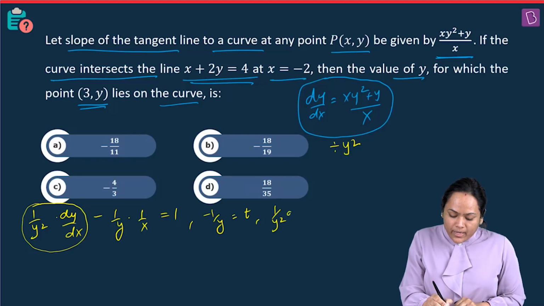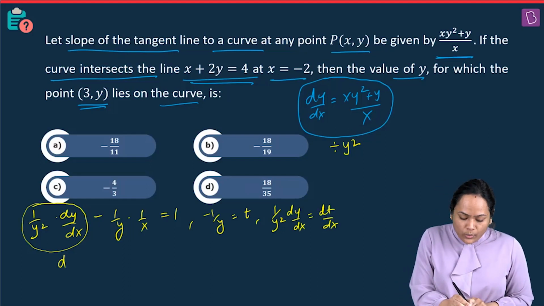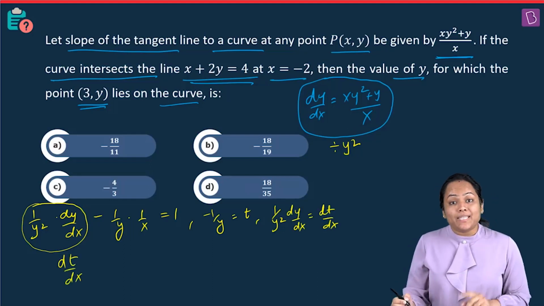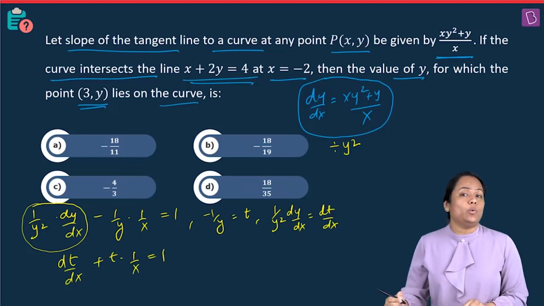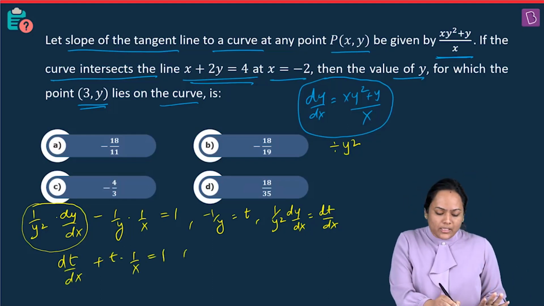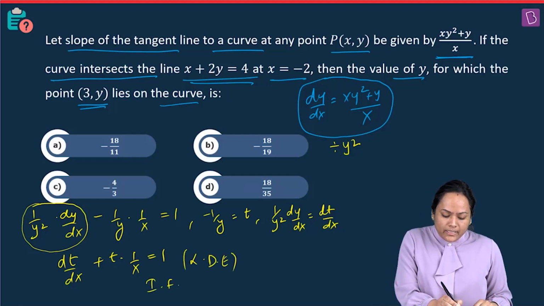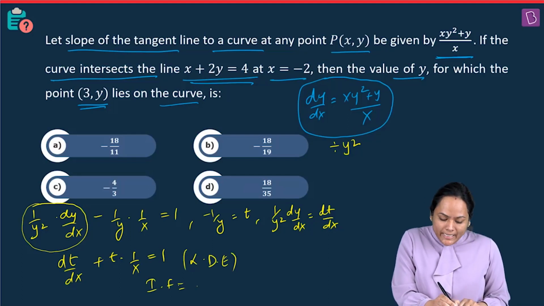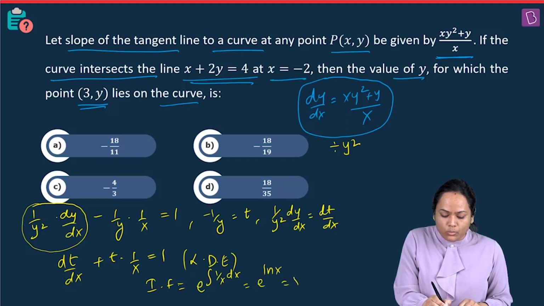So it's going to become 1 by y square dy by dx is equal to dt by dx, which when I substitute over here, it's going to give me dt by dx. Then minus 1 by y is t. So it's going to be plus t multiplied by 1 by x is equal to 1. And now you already know this is a linear differential equation with your integrating factor as e raised to integral of 1 by x dx, which is nothing but e raised to ln x, which is equal to x.